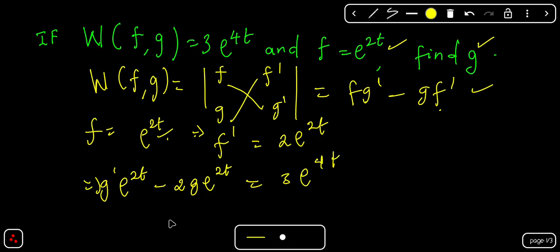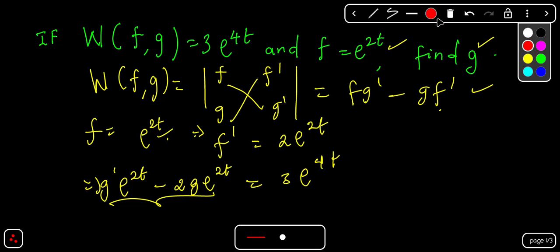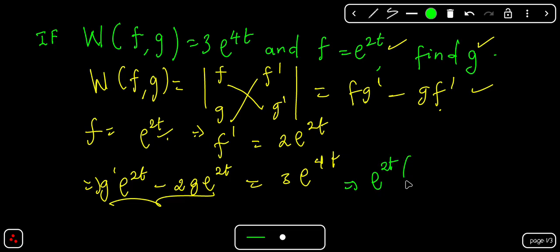Now, what do we notice on this left-hand side? We can see that e raised to the power of 2t is common. So we can factor out e raised to the power of 2t. If we factor it out, we are going to have e raised to the power of 2t times (g prime minus 2g) equal to 3 multiplied by e raised to the power of 4t.